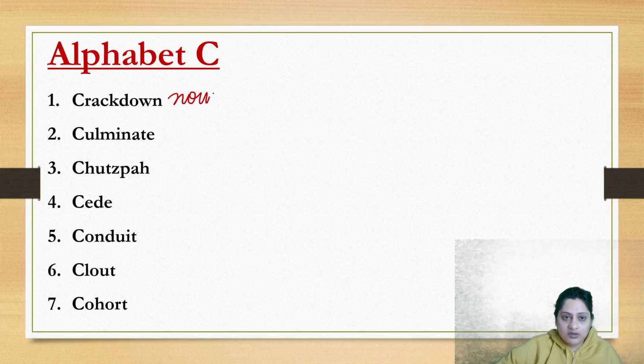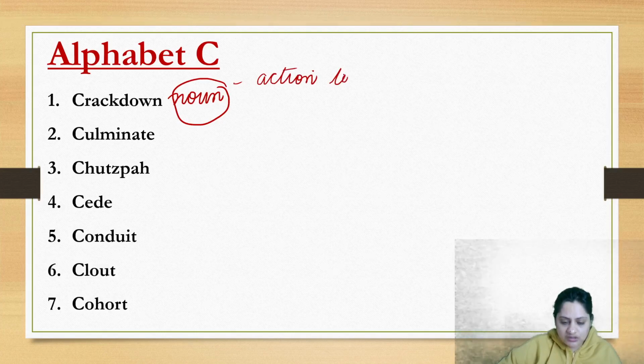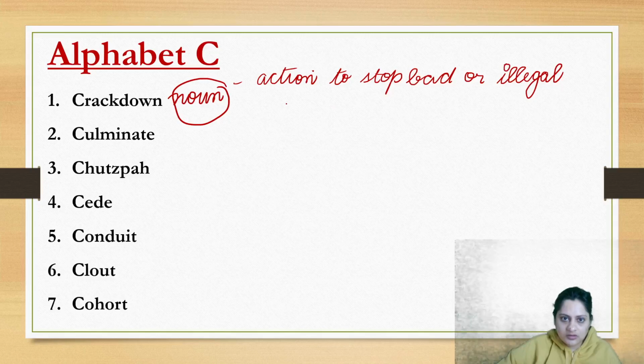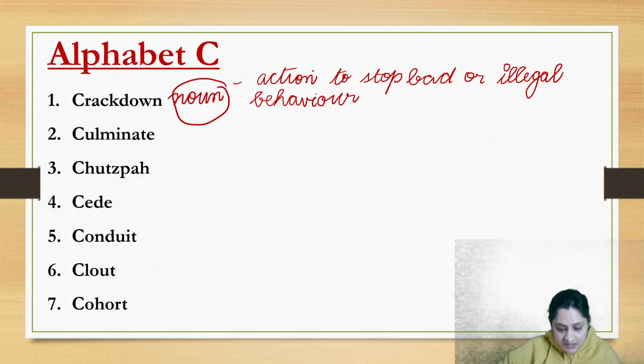Crackdown is a noun word, first one. Okay, so when we say police crackdown, we talk about action to stop bad or illegal behavior. That is crackdown. Okay, अपराध रोकने की कार्यवाही करना. 50 people were arrested in a police crackdown on the street crime.